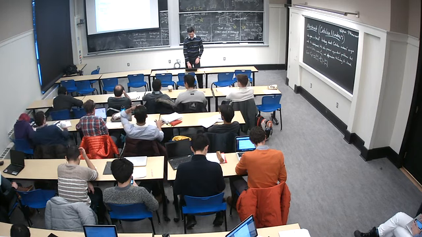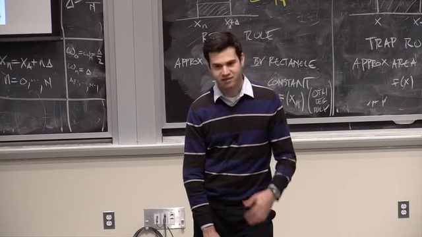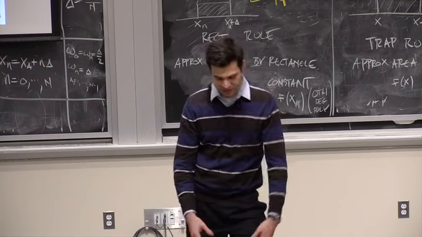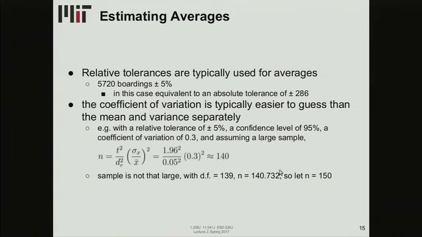Okay, so what happens is that relative tolerances are typically used for averages. So here's an example. You measured 5,720 boardings plus minus 5%. If you were to get the absolute tolerance of that, it would be 5% of 5,720. That would be 286 passengers. That's a weird thing to report. 5% is more understandable, right? It makes more sense, so that's what we want naturally anyway. And as I said, the coefficient of variation is typically easier to guess than the mean and the variance separately. So we use that.